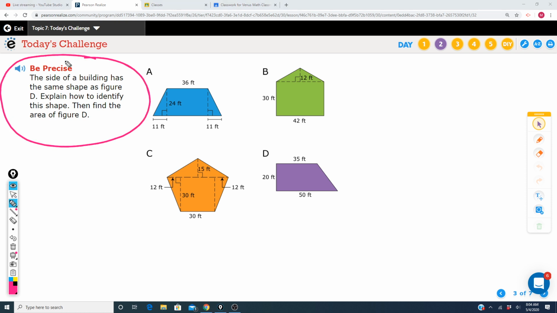and I said, the side of, or actually, that's the wrong one. Oh, there we go. So the question says, will the area of figure B be greater or less than the area of a square with a side length of 42 feet? And then it says to explain how you know.